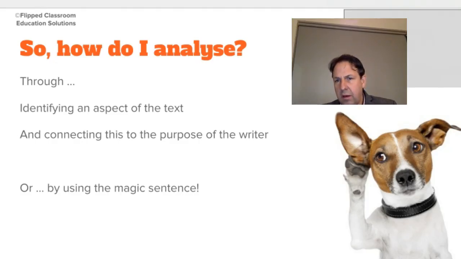Through choosing, selecting, employing, using, utilising a particular thing, a writer is deliberately shaping your response to their text. Okay? And so we're identifying it, we're talking about the use of it, we're identifying that aspect of the text, and we're connecting it to the purpose of the writer. Why is the writer doing it? Two reasons, always two reasons. They're trying to get you to think about something and feel something as well. Okay, and also by using the magic sentence, that's another way that you can do it and sound clever.